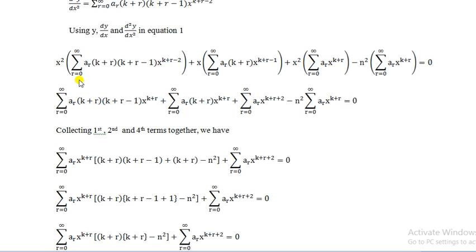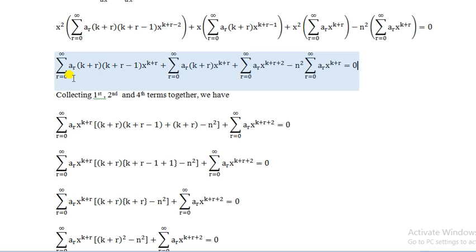So after multiplying the first bracket by x square, the second bracket by x, the third bracket by x square, we get a new equation. After multiplying these terms, we collect the first term, second term and fourth term, because the power of x raised to k plus r is common in the first, second and fourth terms, but not in the third term, because the power of x there is k plus r plus 2. So we are combining the first, second and fourth terms here.